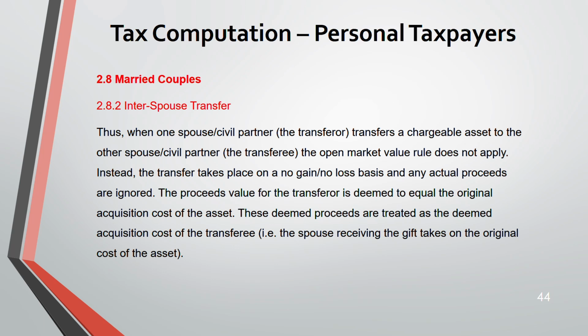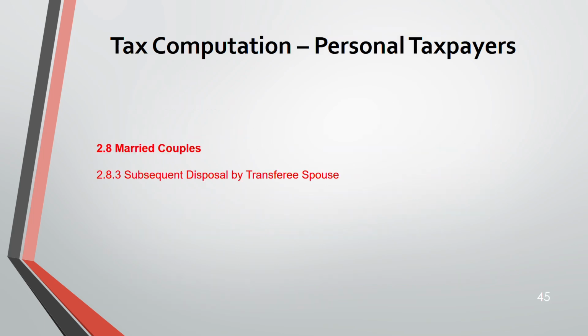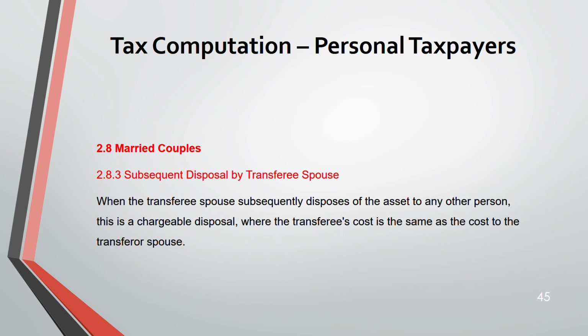So you understand. That means whatever is the original cost of the asset, it is assumed the spouse is going to receive that gift at that cost. So this special rule only applies when the spouses are living together. If they are permanently separated, this no gain, no loss rule will not apply. Now, subsequent disposal by the transferee. Once an asset has been transferred to the spouse, now that spouse is later disposing it. Then what happens? Then it's a chargeable disposal in the hands of the transferee spouse.